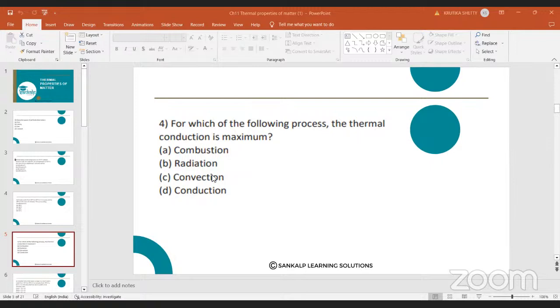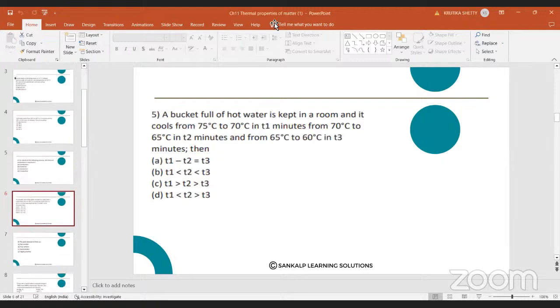The thermal conduction is maximum in case of radiation. Okay, let us go to the next question.